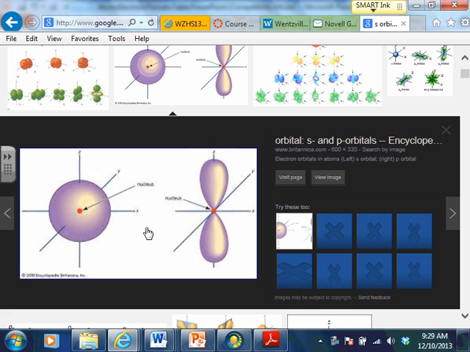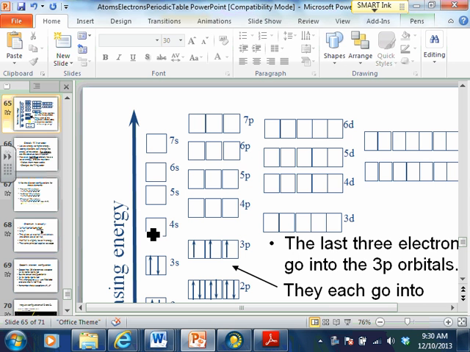If an electron is in a P orbital, then it looks kind of like this. A lot of times these are called dumbbell shapes, or, you know, it's a figure 8 or an infinity sign or something like that, okay? These can be turned in 3 different directions. So they've got the X, Y, and the Z axis here.